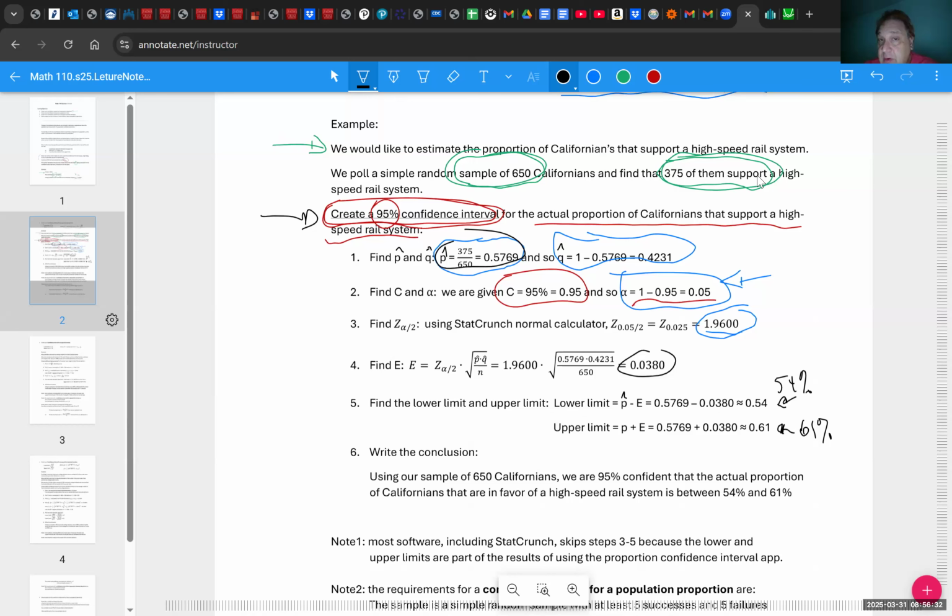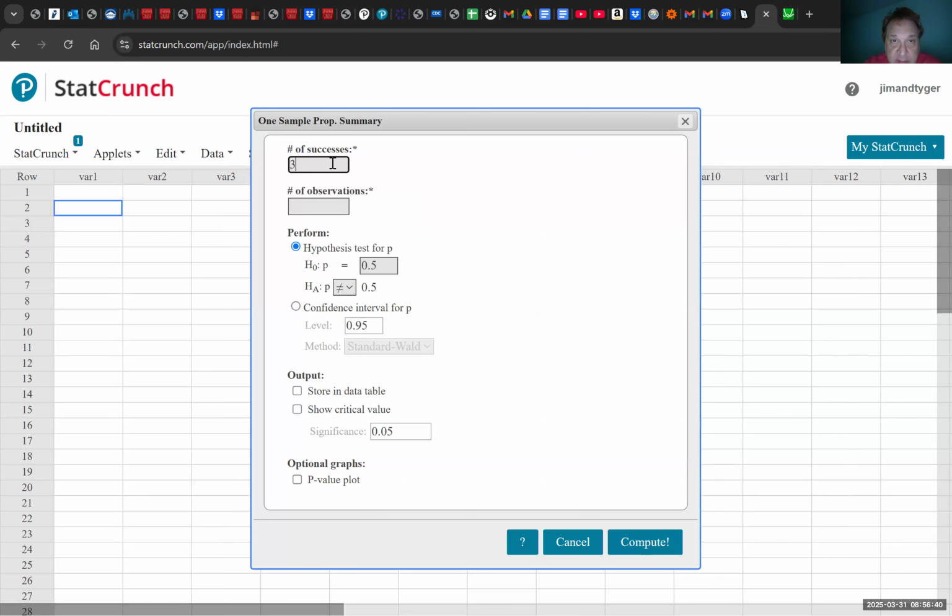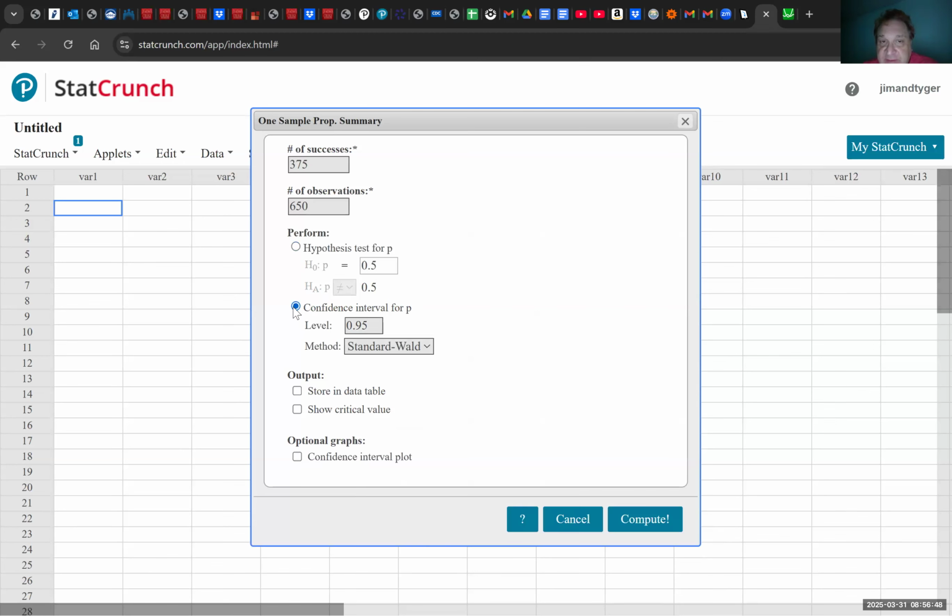375 of them support out of 650. So 375 out of 650 people were asked. We'll do a hypothesis test in a later chapter. Right now, we're doing a confidence interval.